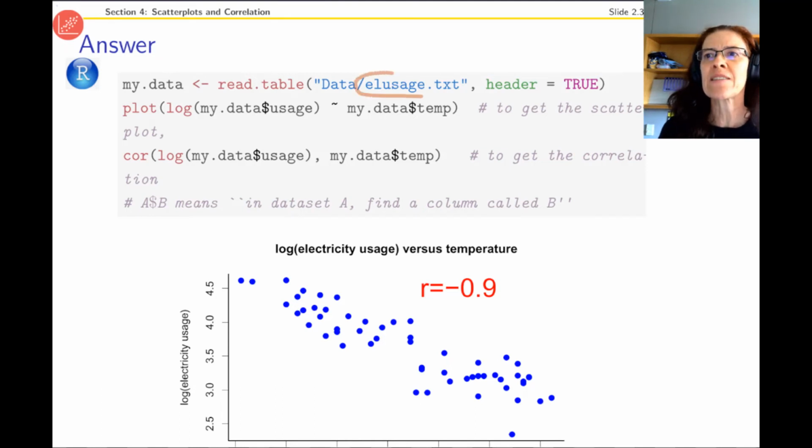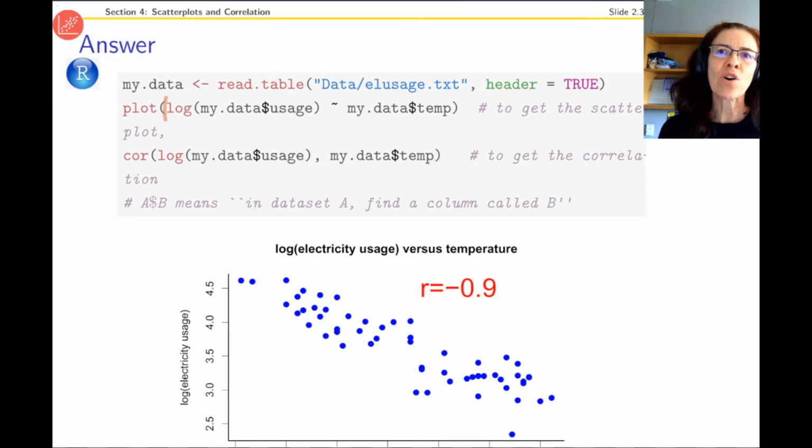So this is what happened on an example. We have this text file, which is called electricity usage. It's in the data folder. So we ask R to go read it and to create an R object called my data with that. Then we decide to plot it. So we say plot. On the Y-axis, we want the logarithm of the usage, against what's on the X-axis, which is going to be the temperature. So in my data, we're going to be extracting using this $ sign, the temperature column. Once we have that, we're going to calculate the correlation of these two variables.